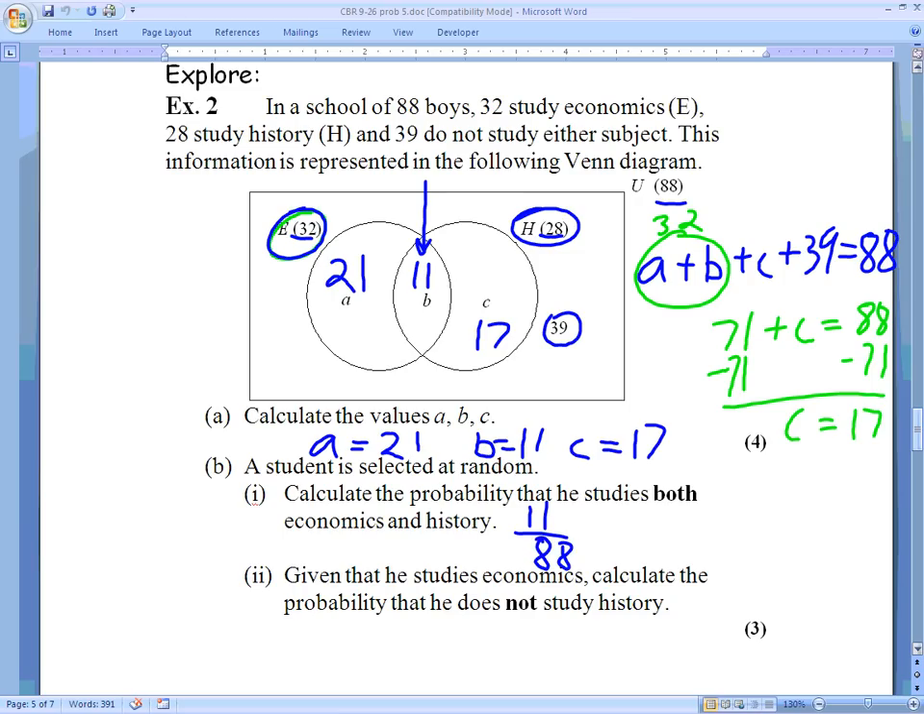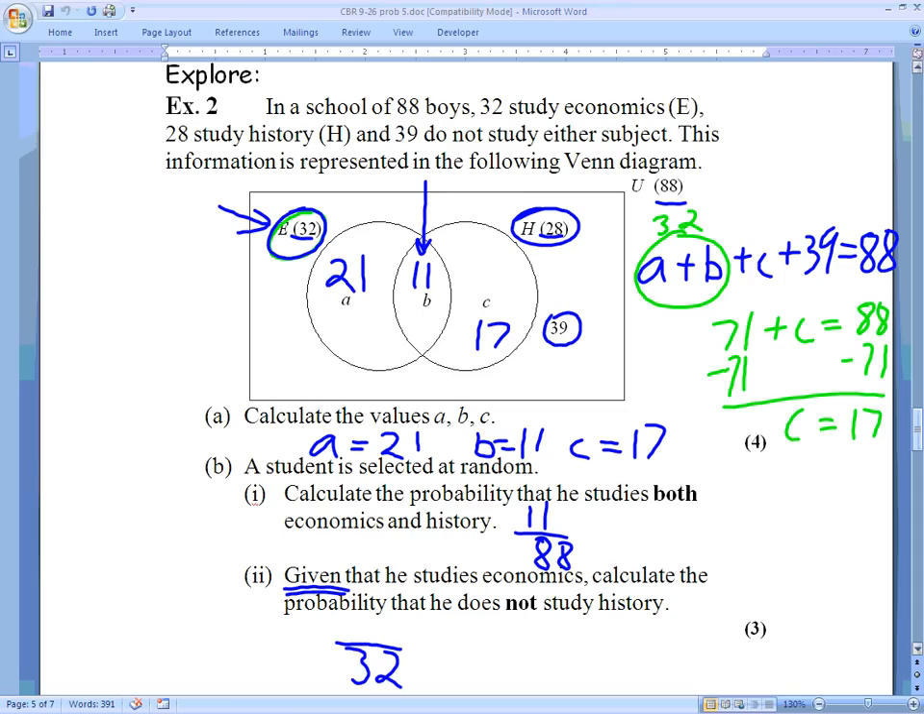For part B double I see the word given. So that must be conditional probability. That means we're not looking at the whole picture anymore. We're only looking at what's given. And we're given economics. How many students study economics? Only these 32. So I'm only going to look at those 32. Don't look at the 39 outside the group. Don't look at the 17 who just study history. Only look at the 32 students who study economics.